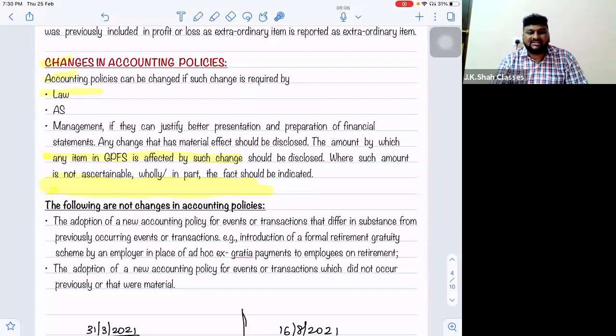GPFS I already gave, na? General purpose financial statements. GPFS is general purpose financial statements. In the first lecture only I gave the full form.